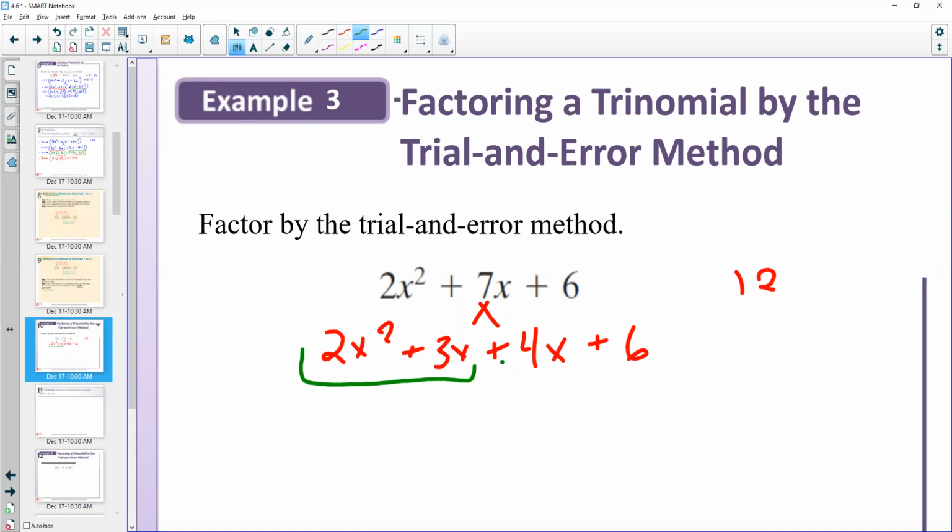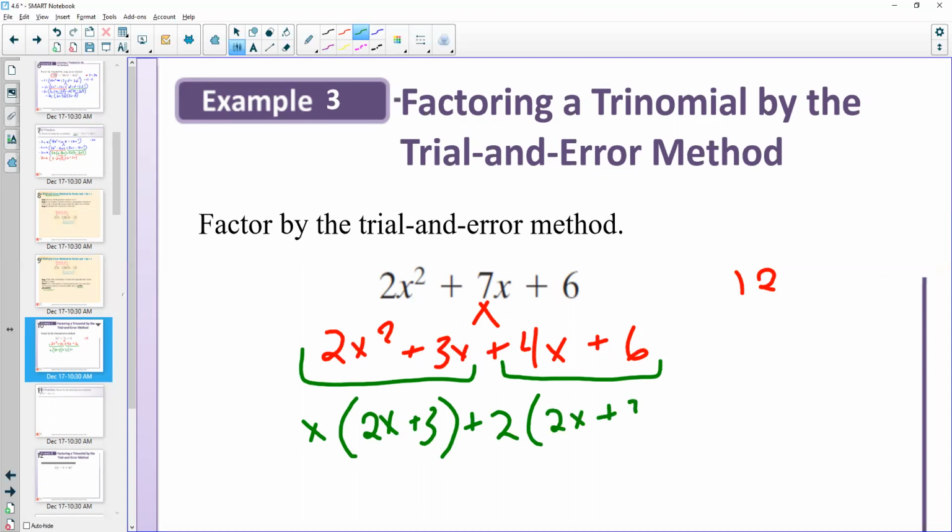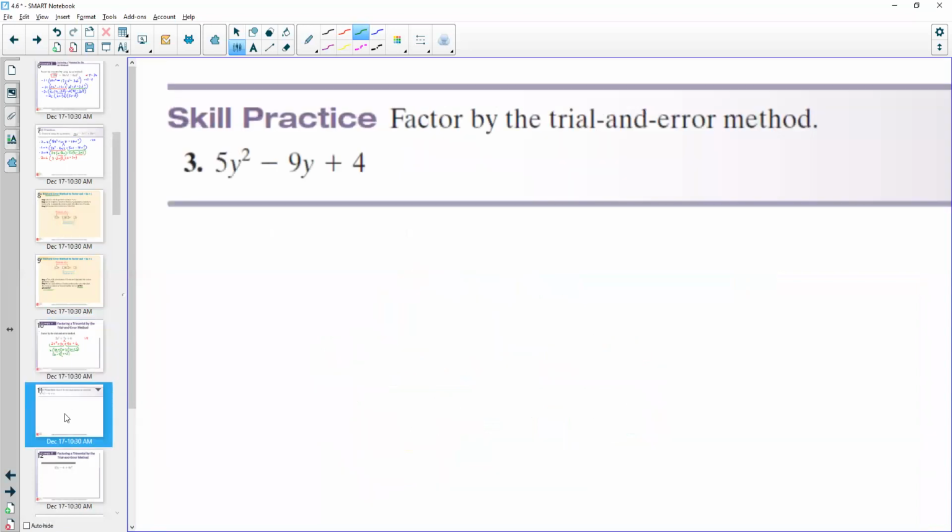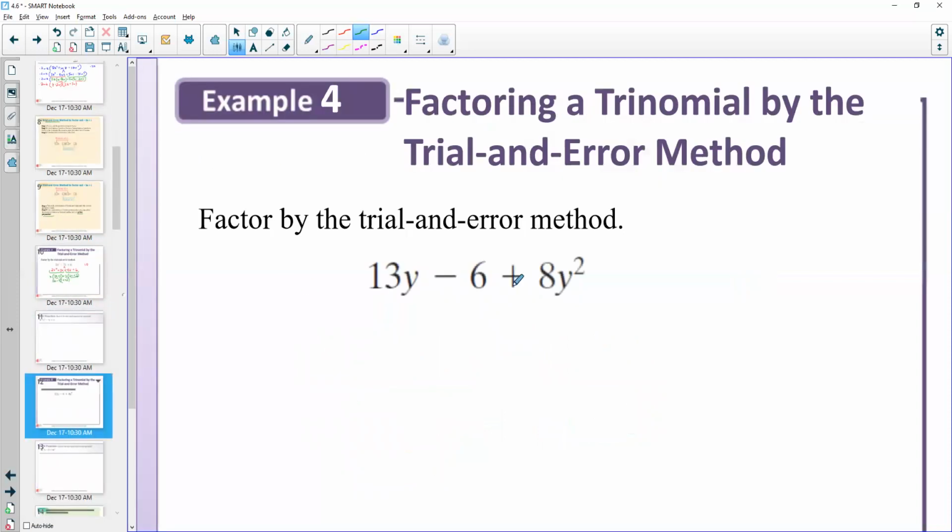Okay. And yes, I could have put the 4 first and the 3 second. That's fine. This will still work. So I'm going to pull out of the first term, I'm going to take out x. And I'm left with 2x plus 3. Out of the second group, I'm going to take out 2. And I'm left with 2x plus 3. No stress. There's my common binomial. So that's 2x plus 3 times x plus 2. Sweet, done. All right, we're not going to do too many more of those. We're going to skip that one.